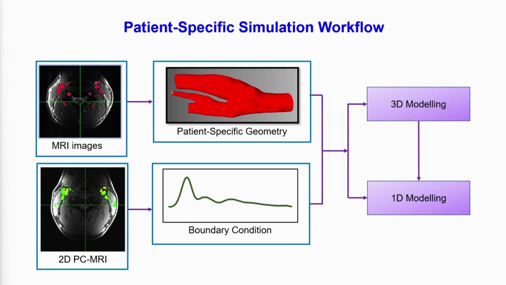So, then what you are going to do with this? You have MRI images or 2D phase contrast MRI images. From the MRI images you can construct the geometry, and 2D phase contrast MRI will give the flow data. So, you can get the flow boundary condition. You now have a geometry and a boundary condition, and if you have a reasonable idea of the properties, you can do the fluid structure interaction simulation.